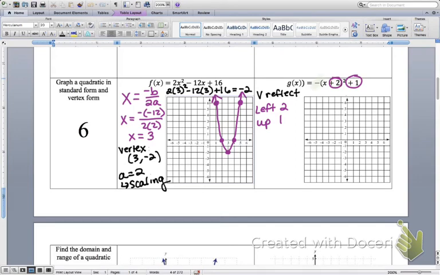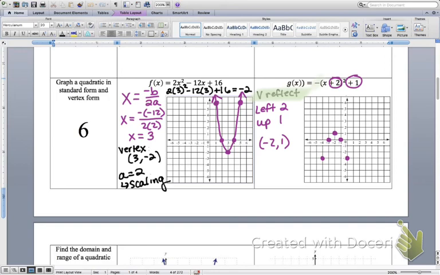So the first thing we can do is apply the shifts to the vertex. So we always start at (0, 0), so then we go left 2, up 1, and we can go ahead and plot that point. There's a vertical reflection, so instead of going over 1, up 1, like the normal parent function pattern, we're going to go over 1, down 1. The next over 2, down 4.